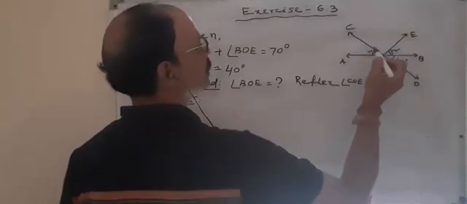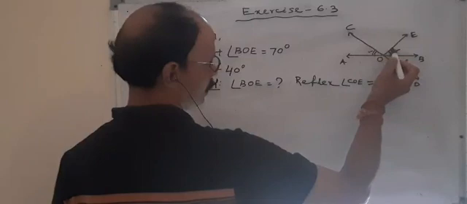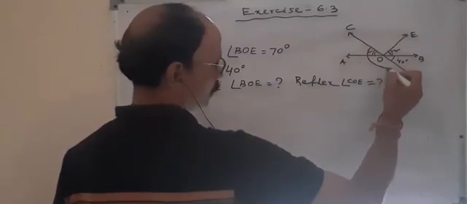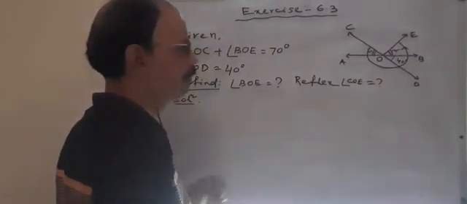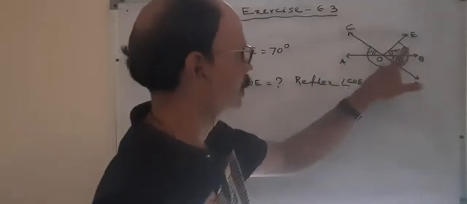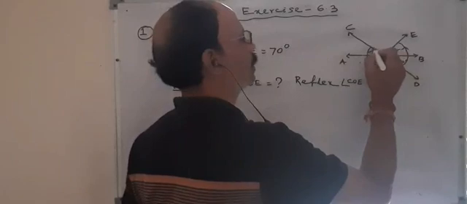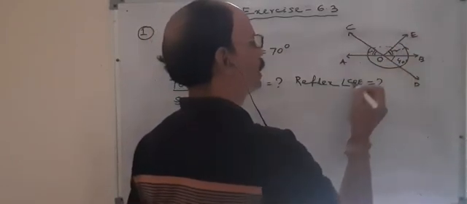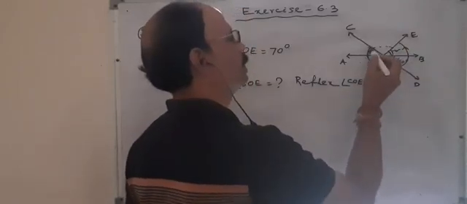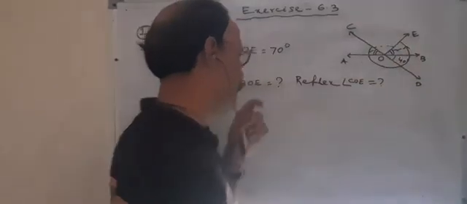Reflex COE means actually, this is the angle COE. So what will be its reflex? This will be the reflex COE. Reflex COE means its back angle. This is the front angle, that is COE, and reflex COE means it will be the back angle. Clear? Okay.